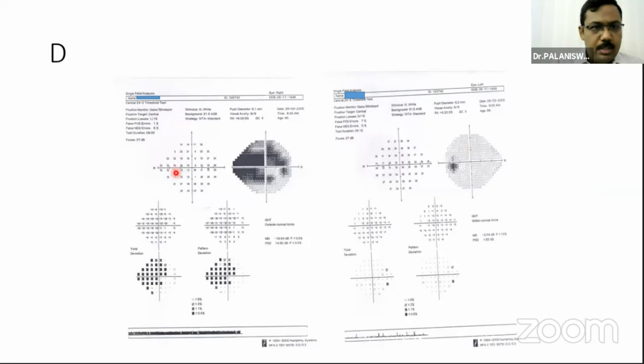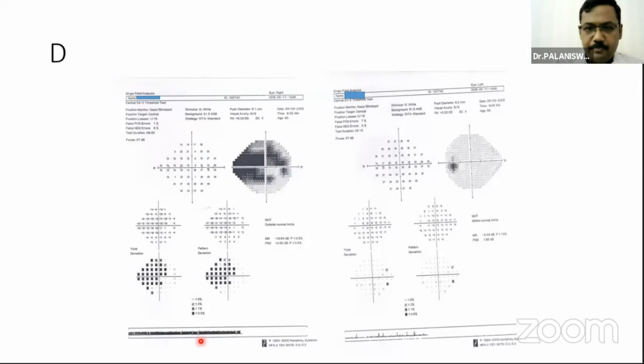This is another example. The indices are normal. There's a diffuse depression in the superior and inferior fields. GST is outside normal limits. PSD has also been flagged. Left eye indices look normal. Couple of depressed points in the nasal field. GST is within normal limits. PSD has not been flagged. And if you pay attention to the gaze tracking, this is the typical skyscraper; fixation has not been proper.